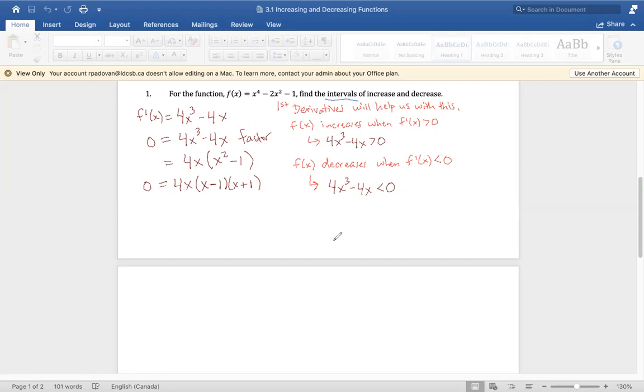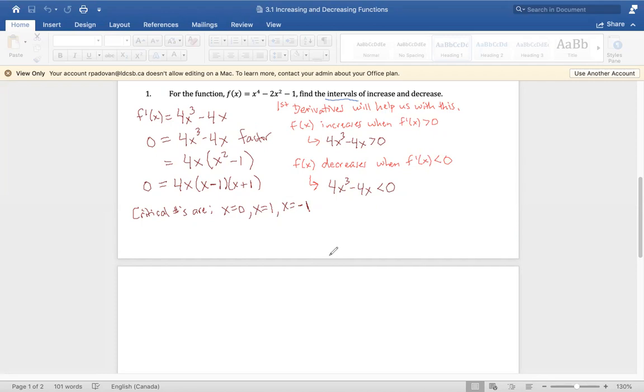So what are my critical numbers? What are my x values then, where the derivative exactly equals 0? So my critical numbers are, this x value would just be 0. 4 times what gives me 0? x equals 0. Set x minus 1 equal to 0. Bring that negative 1 over to the other side, the opposite of what's in the bracket. x equals 1. And then x equals negative 1, right?